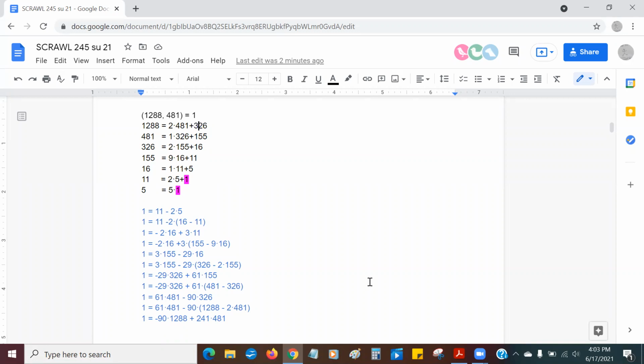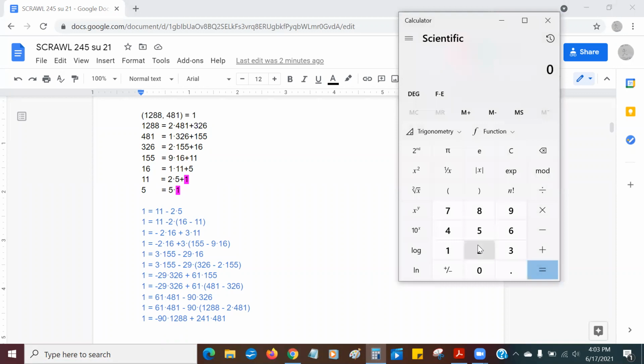And let's see if this actually works. Let's do 241. I just like doing the positive ones first. 241 times 481, and then minus 90 times 1288. That's a big number, 115,000. And so 241 times 481 minus 90 times 1288, and drum roll please. Yes, it equals 1. So I've expressed the number 1 as a linear combination of my original numbers, 1288 and 481.